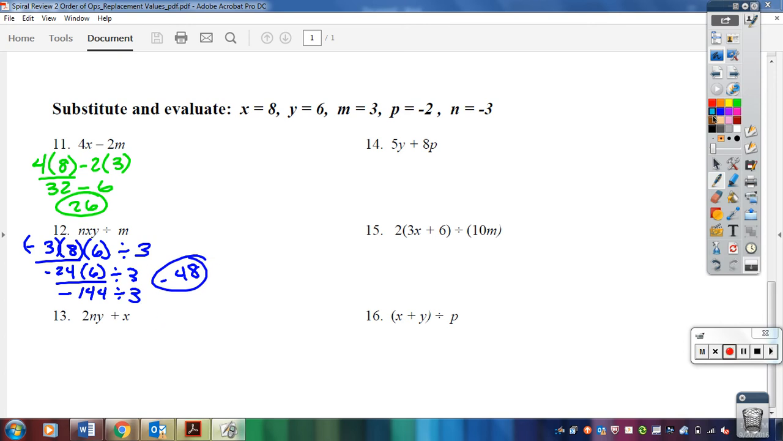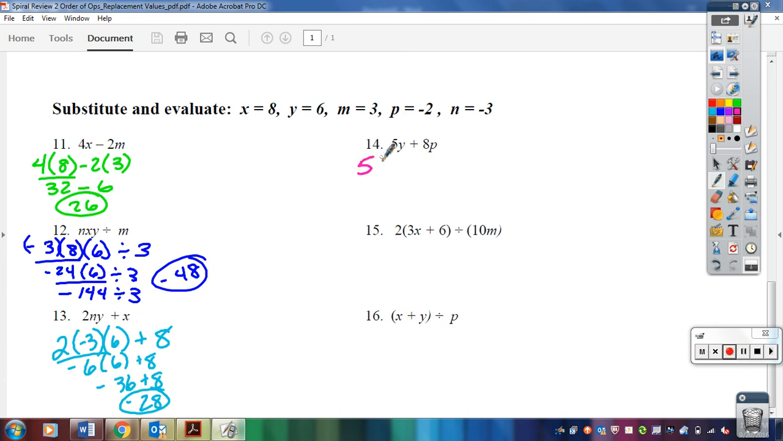13. 2 times n, which is negative 3, times y, which is 6, plus x, which is 8. That's negative 6 times 6 plus 8, negative 36 plus 8, which is negative 28. That's a pretty straightforward one. Not a whole lot of calculations that were difficult on that one.